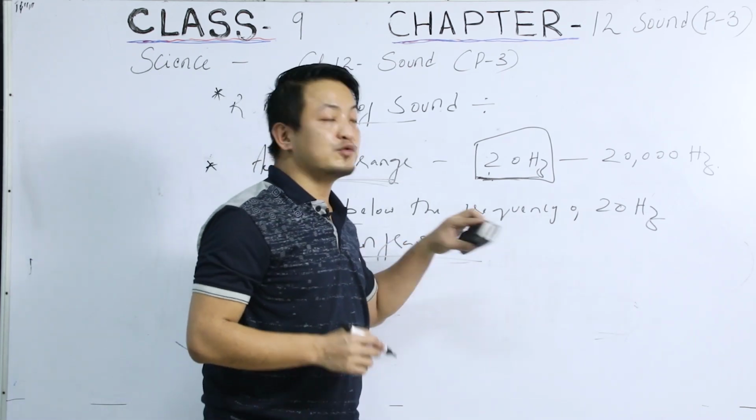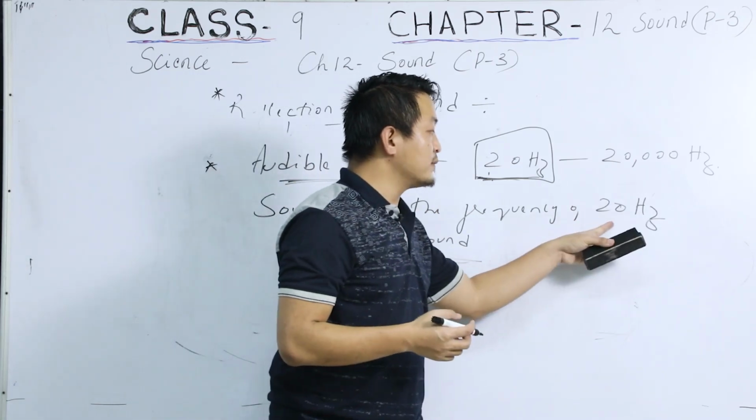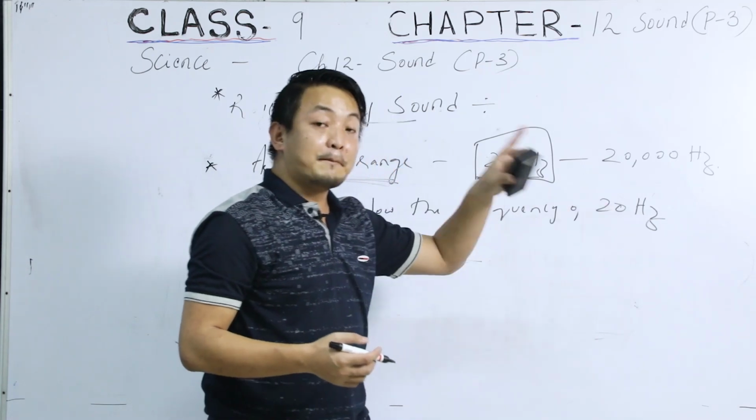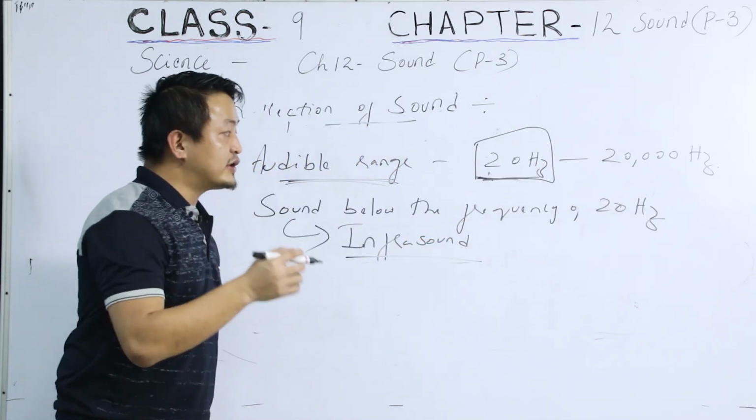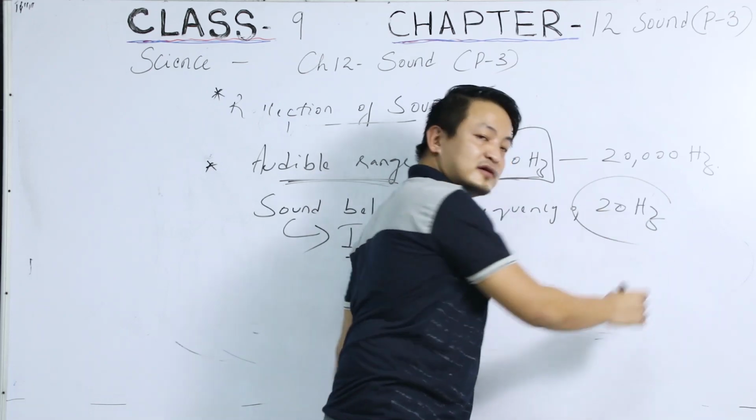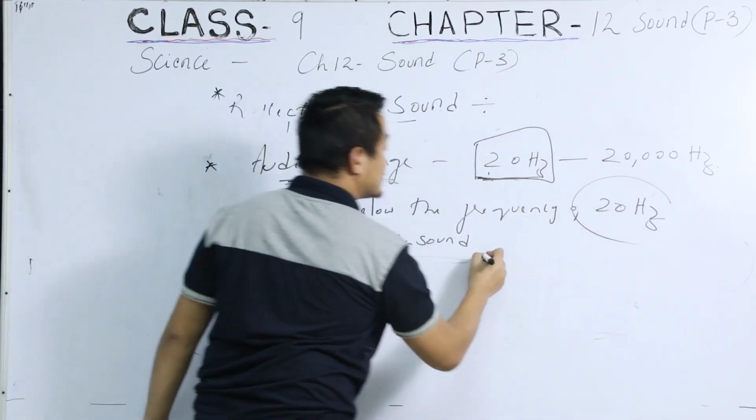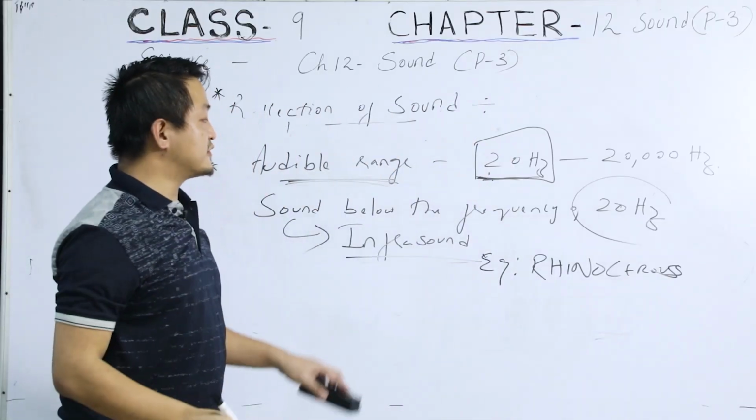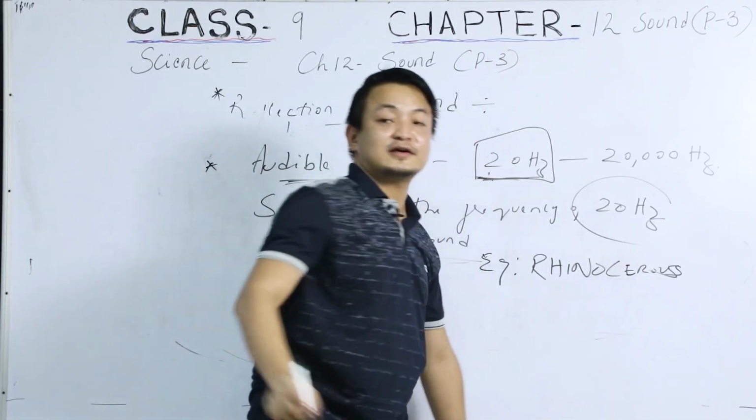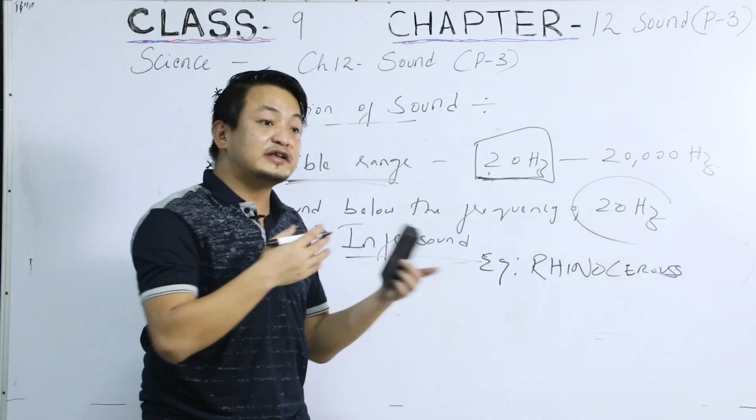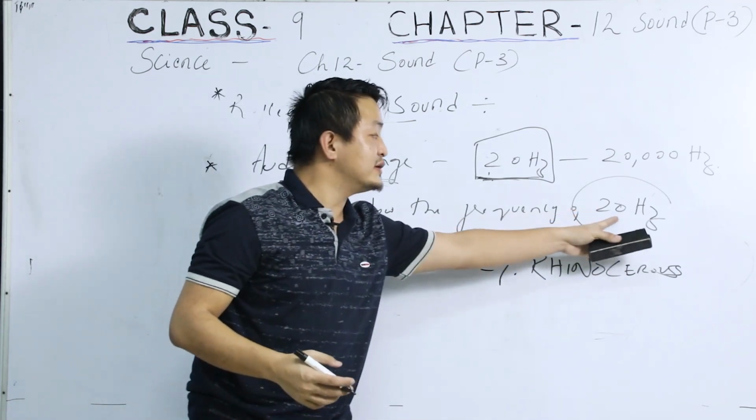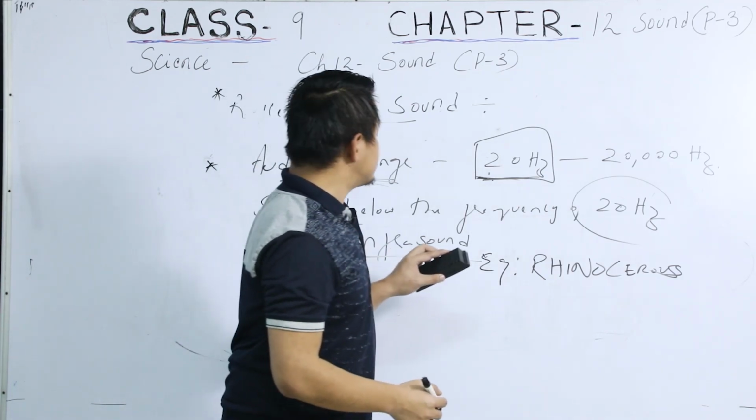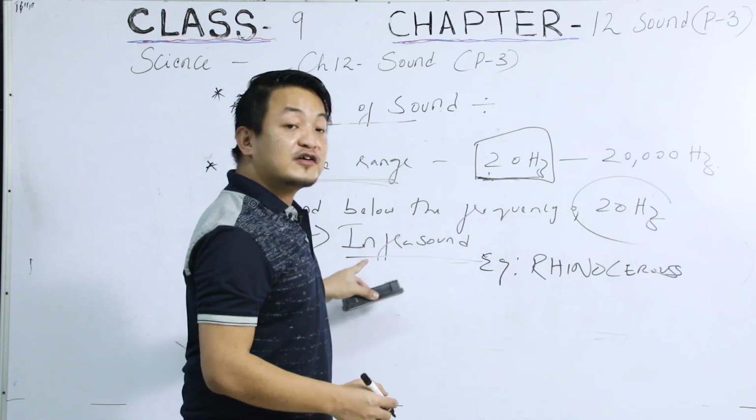Now we human beings are not able to hear or communicate below 20 hertz, but there are some animals who can communicate below 20 hertz. One such example would be the rhinoceros. So the rhinoceros is an example of an animal that communicates below 20 hertz. Now students, below 20 hertz is infrasound, right?